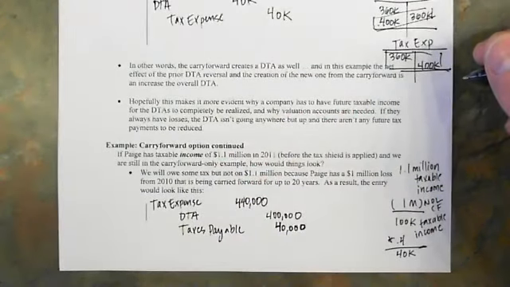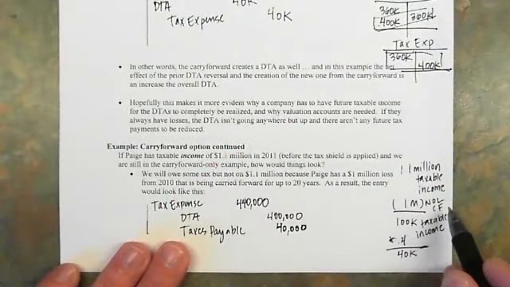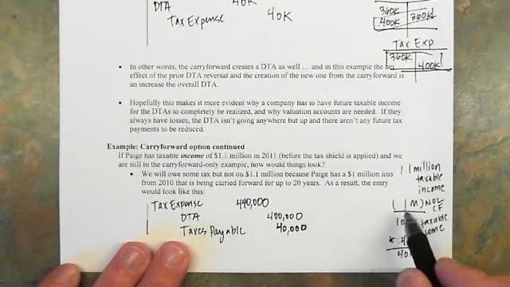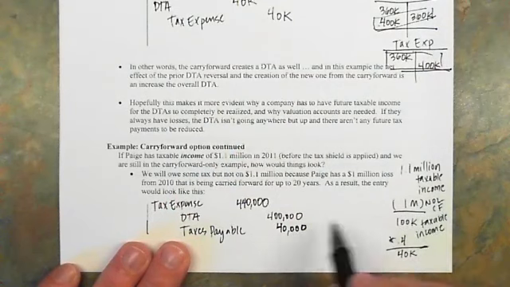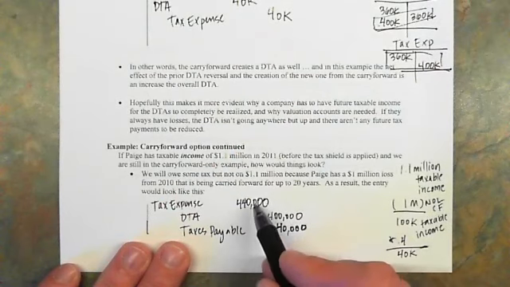Right? So I have some taxes payable after I have used my tax shield. That gives me these taxes payable. As I use up my tax shield, my NOL carry forward, I reverse my entire DTA. The two added together give me the effective tax expense.